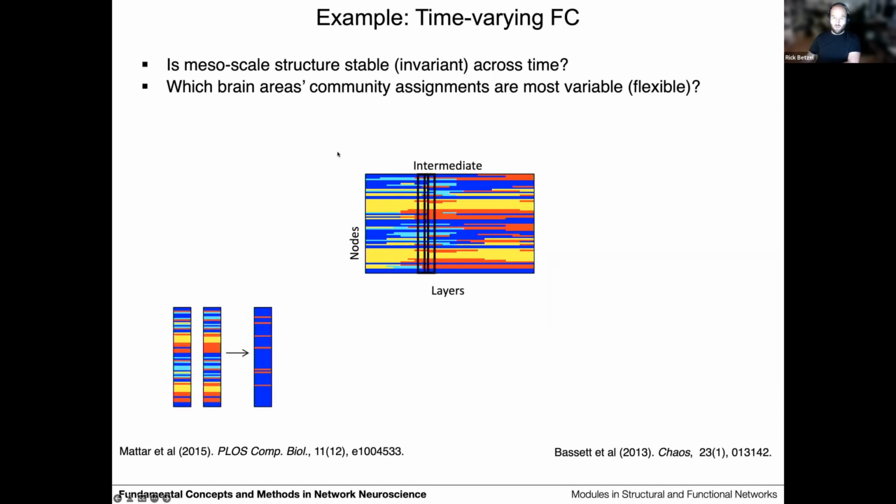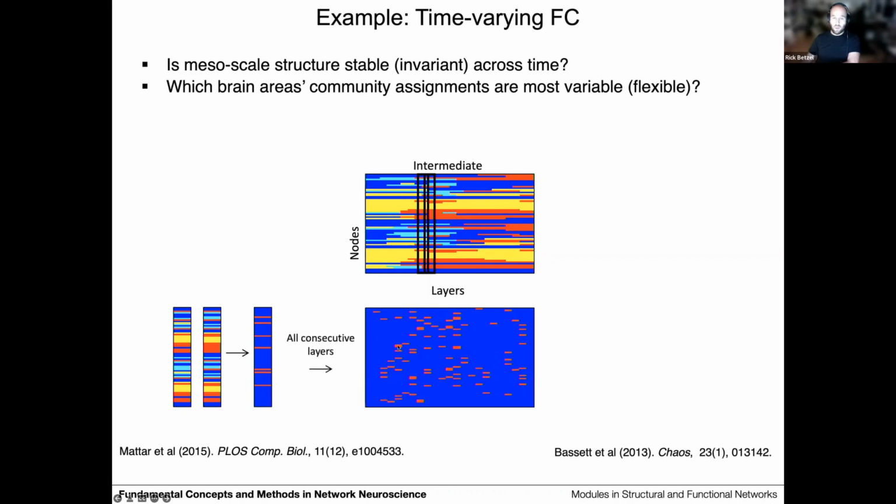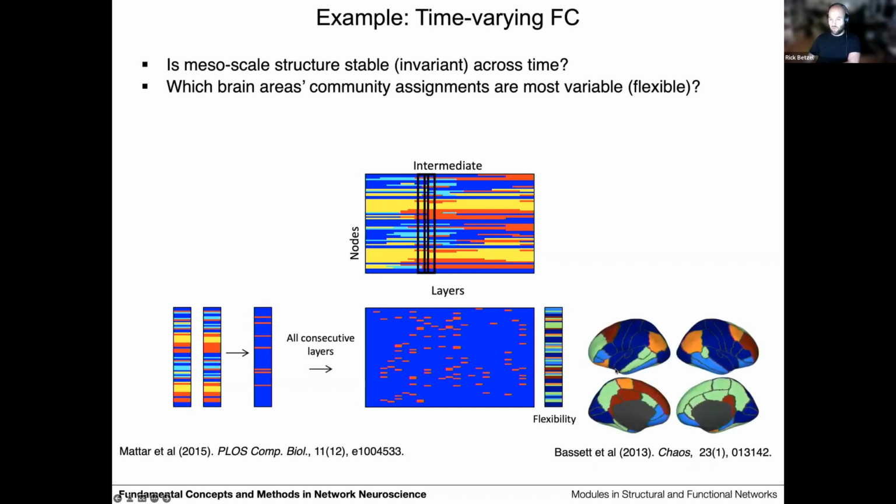If we want to identify nodes whose communities are changing across time, we can literally compare the community assignments of nodes in successive layers. So here I'm showing you two layers from these communities. The blue elements indicate nodes whose community assignments have not changed. They are inflexible between those two layers, and the red nodes have changed. We can do this for all pairs of consecutive layers, and then average this to obtain what's called the flexibility measure. Each of these elements tells us, across all pairs of consecutive layers, how often a node changes its community assignment.